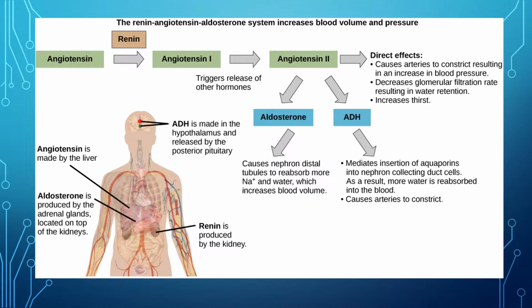ADH, or antidiuretic hormone, is made in the hypothalamus and released by the posterior pituitary. This causes water resorption in kidneys and arterial vasoconstriction. Aldosterone, produced by the adrenal glands, causes resorption of sodium and water, which increases blood volume.